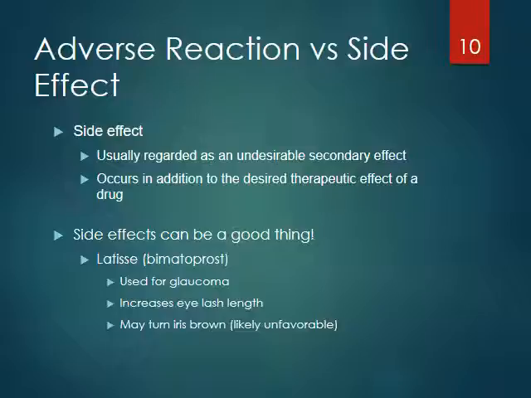Another good example of this would be minoxidil, or Rogaine, which was originally intended to be an antihypertensive. It wasn't really great because it caused a lot of side effects, but one of the side effects was that it caused increased hair growth. So again, that's where Rogaine comes from. That's where it got its main therapeutic use from.